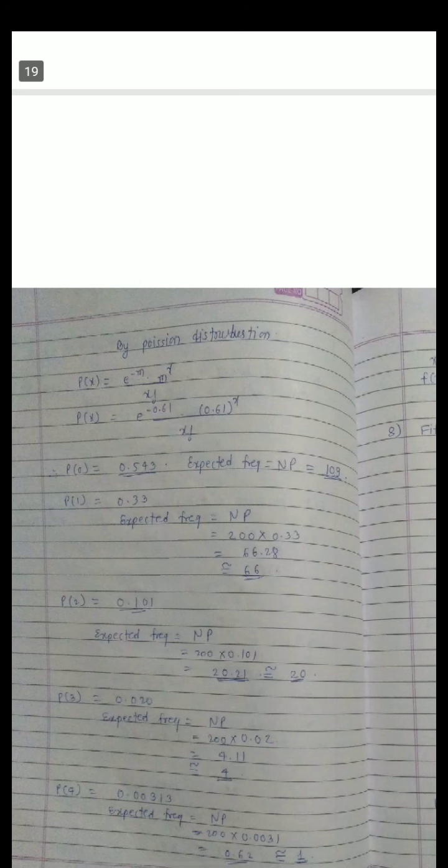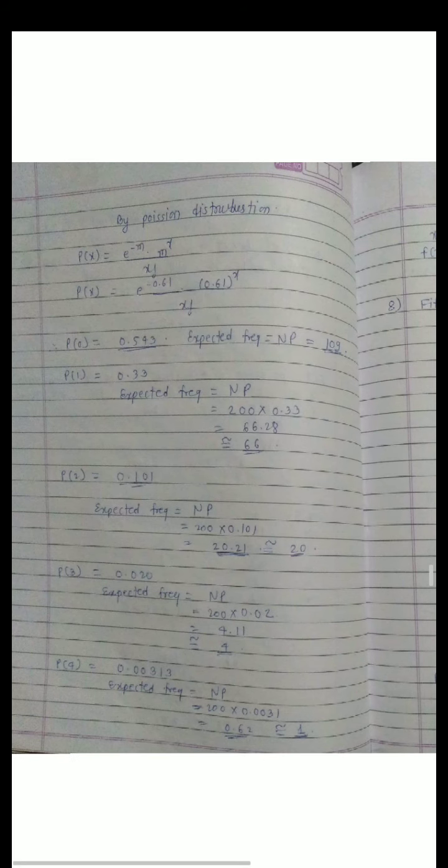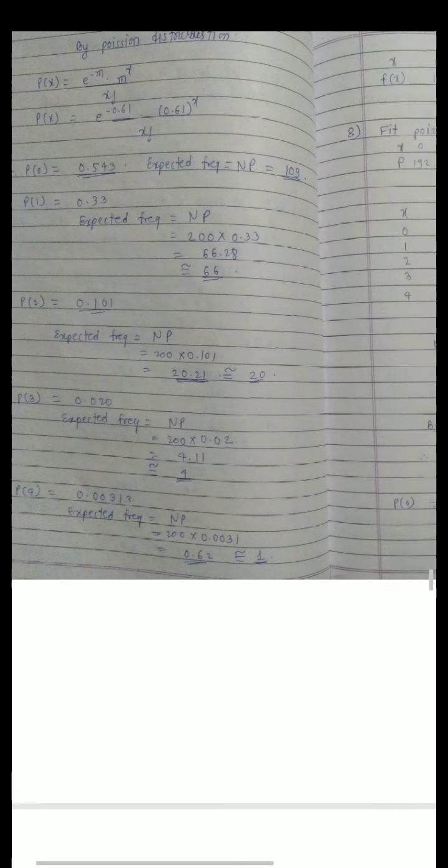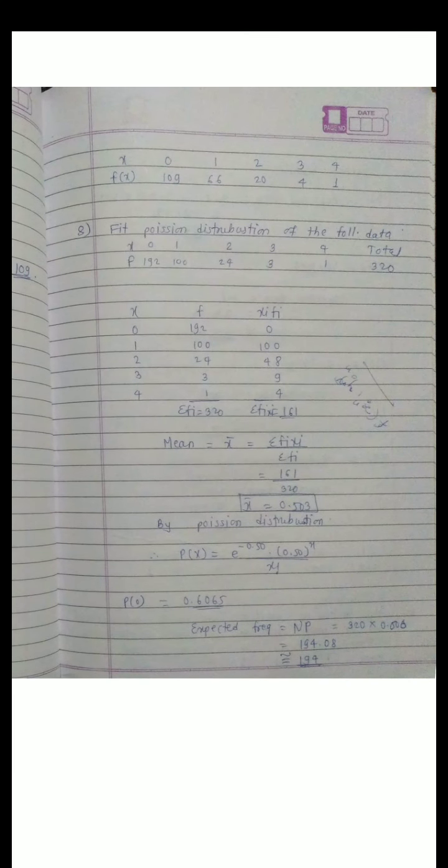Then calculate P of 2, replace x is equal to 2, and we get 0.101, and the expected frequency is 200 into 0.101, which is 20. Similarly we can calculate P of 3, which is 4, and P of 4, which is 1. Make a table of all the values and we get our desired answer.